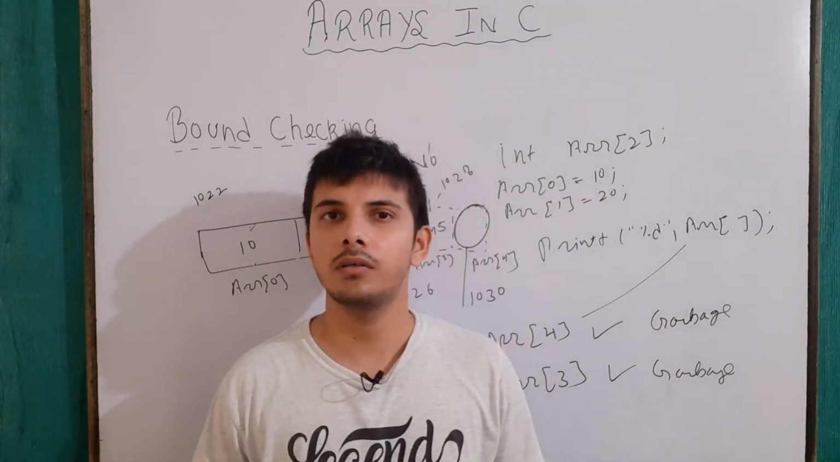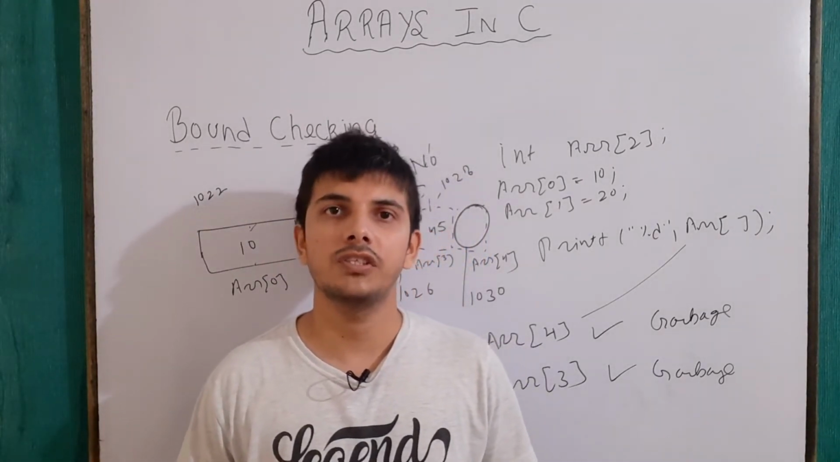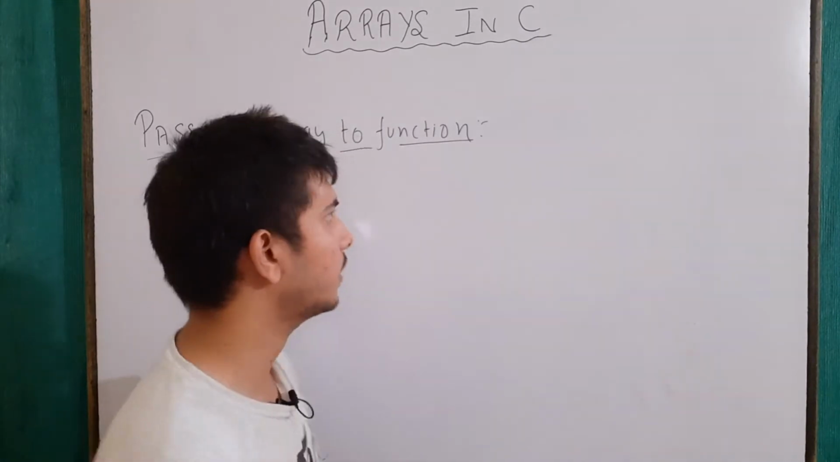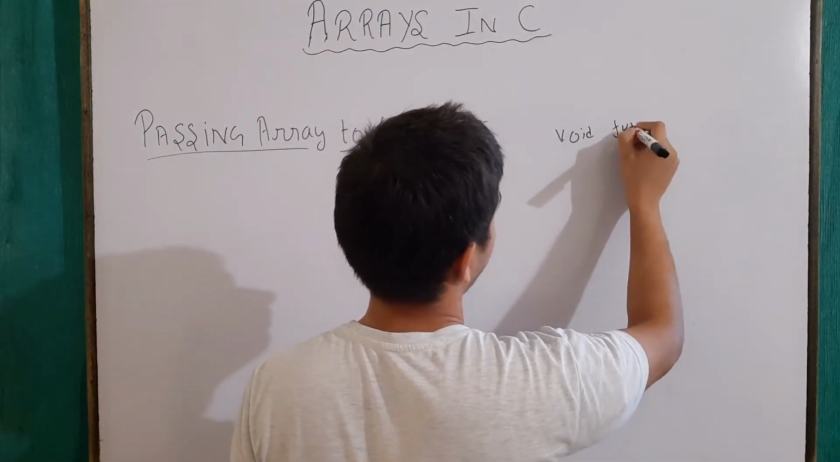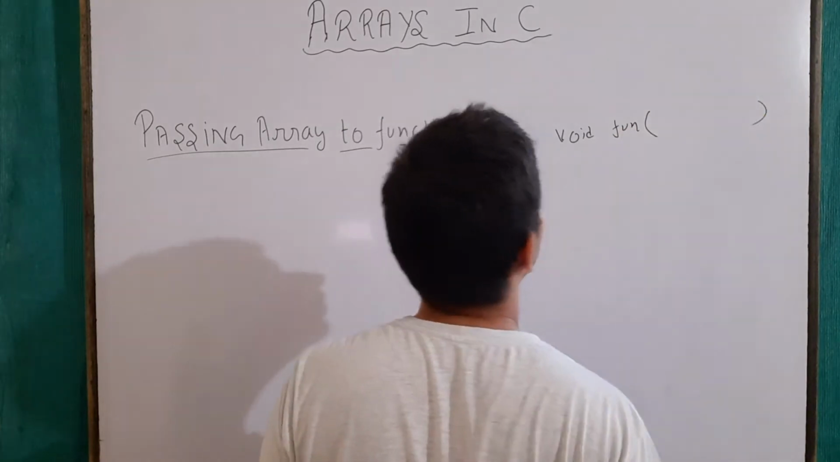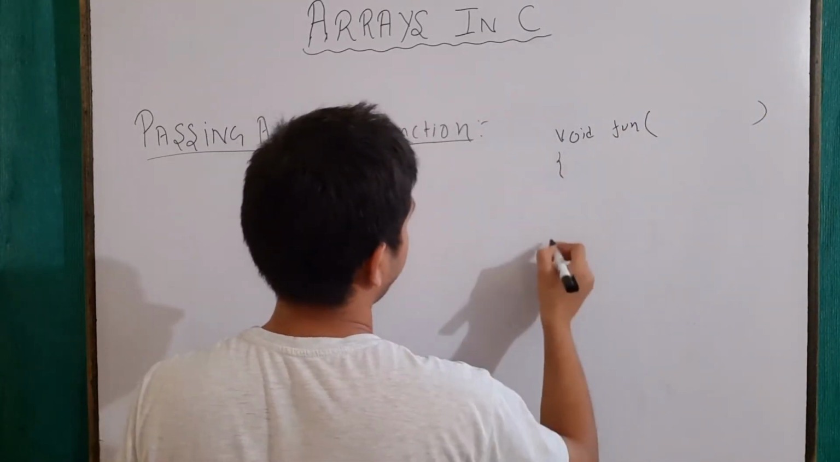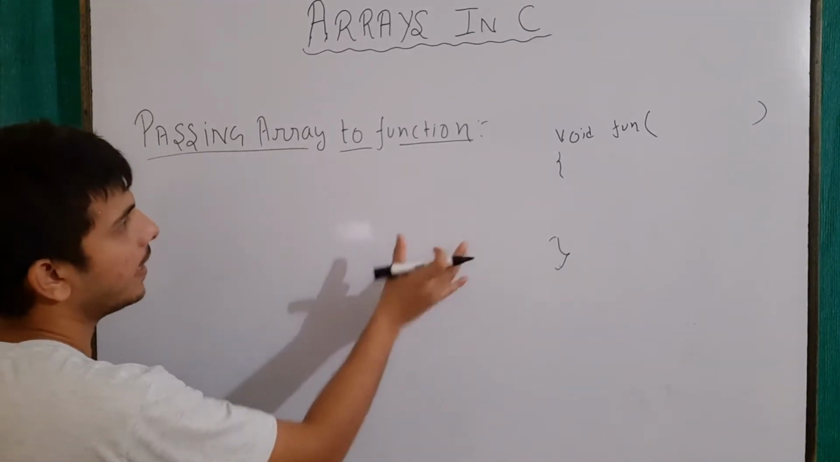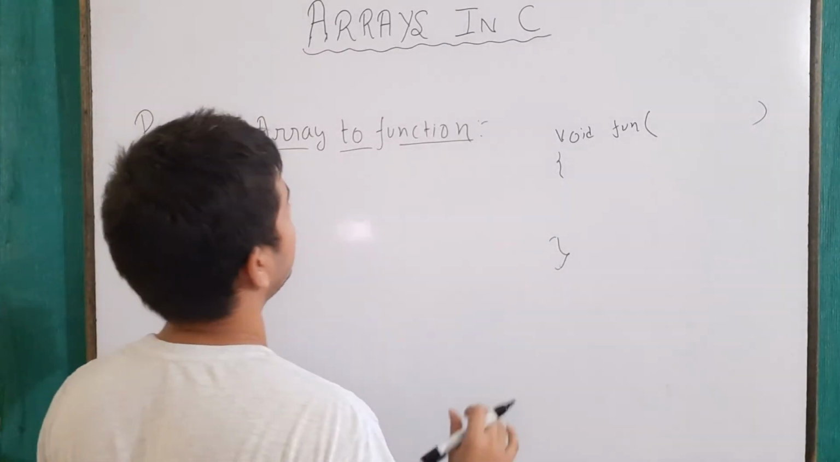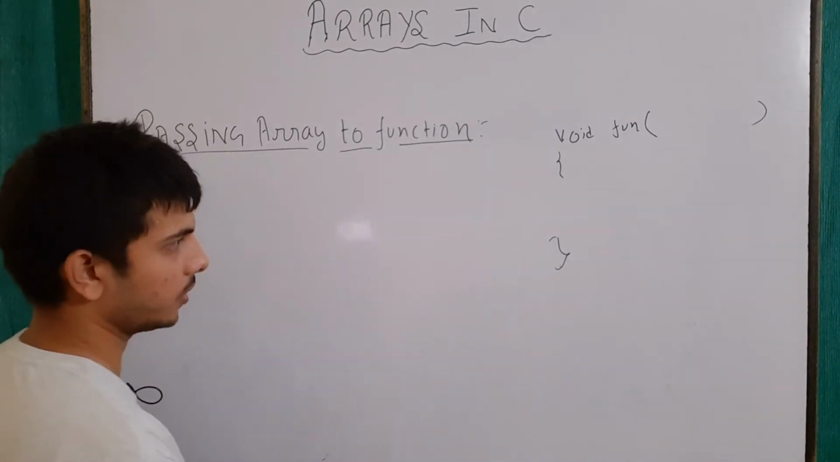Now let's talk about passing arrays to functions. Consider a function, let's say void fun, in which I want to send my entire array. There could be two things: first, passing an array element to a function, or passing the entire array to a function.